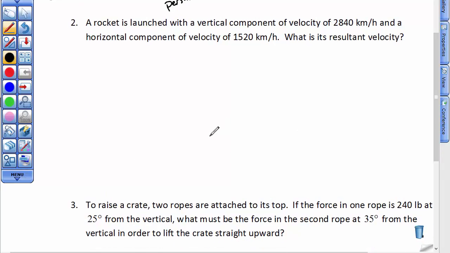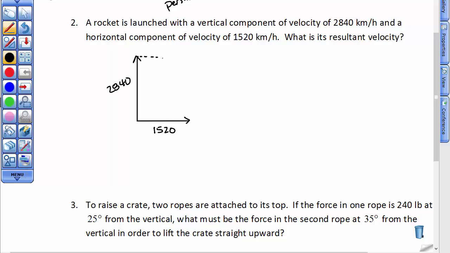So a rocket is launched with a vertical component of 2,840 kilometers per hour and a horizontal of 1,520. So I'm going to try this vertical component to make it longer than this horizontal component of 1,520. And let's go ahead and label those. So notice I'm putting the tails together. I'm not going to put the units on for right now if you don't mind. So here's the 1520, and I want to know the resultant velocity.